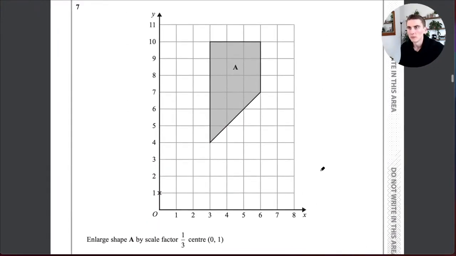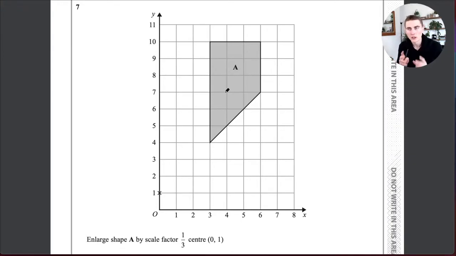So question 7. We've got a shape here on a grid, and it says enlarge shape A by a scale factor 1/3 from a center of (0, 1). So we've got shape A. They're asking us to enlarge it.